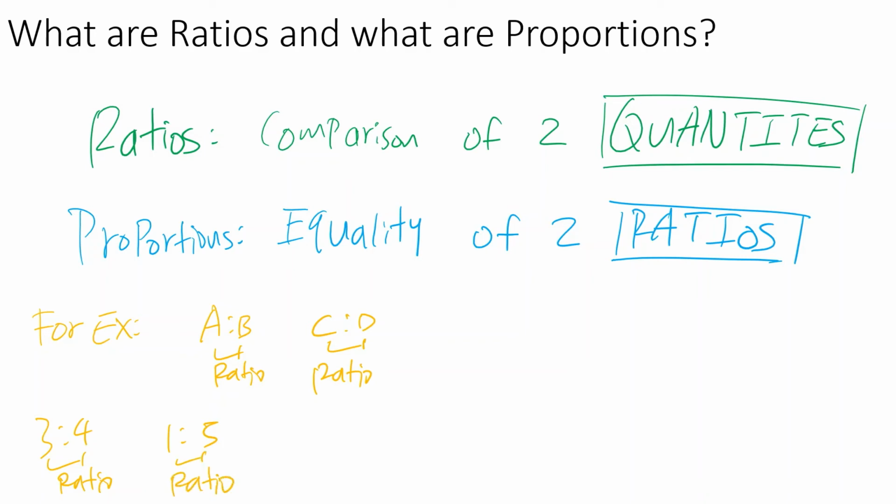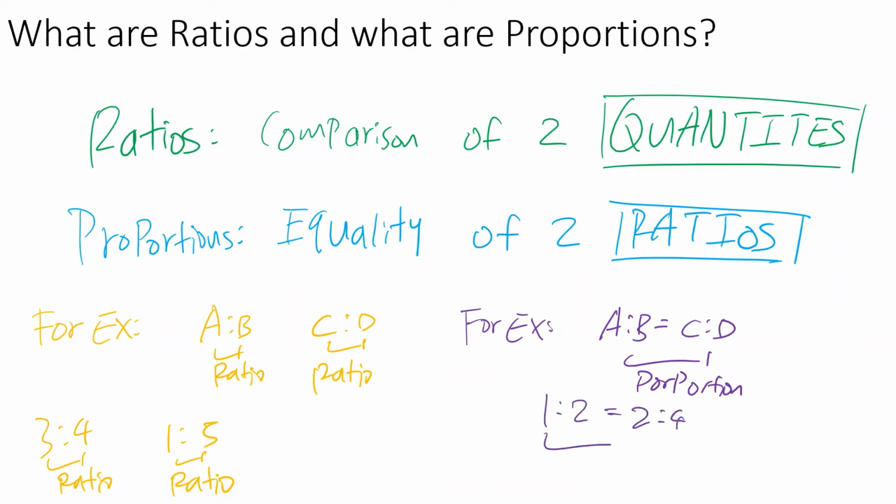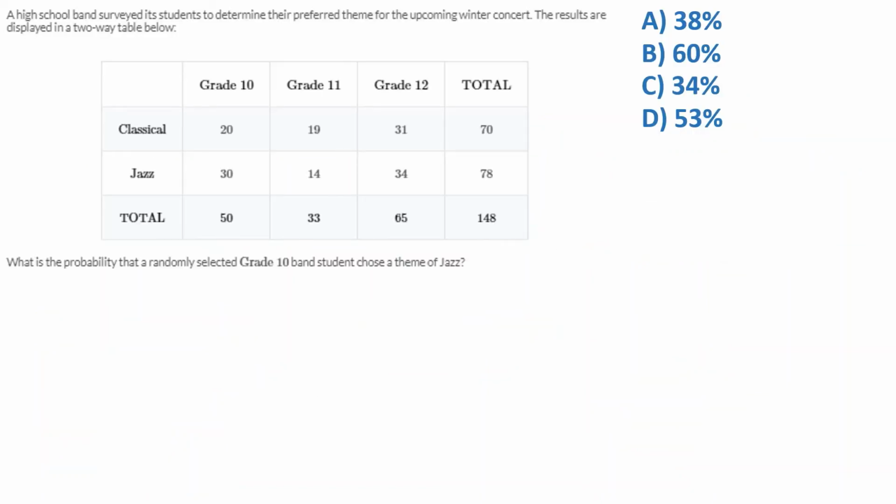Now let's give an example of proportions. For example, A to B equals C to D. That is a proportion. We can also say 1 to 2 is equal to 2 to 4. That is also a proportion. So ratios are comparisons of two quantities, whereas proportions are the equality of two ratios. Let's see what the question is actually asking us.